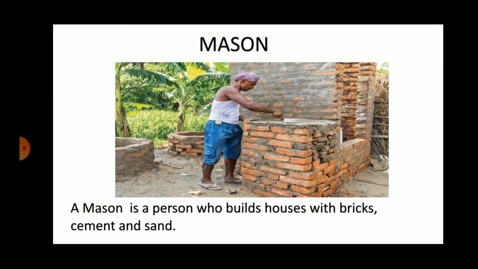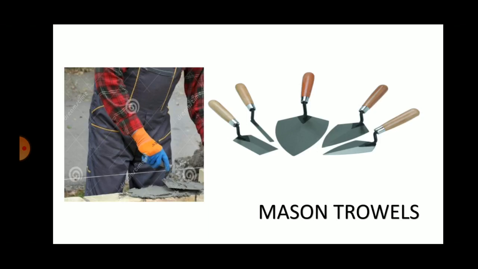Now, look at the picture. Who is he? Yes, he is a mason. A mason is a person who builds houses with brick, cement and sand. Look at the picture of the tools used by the mason. These are known as mason trowels. They come in various shapes.